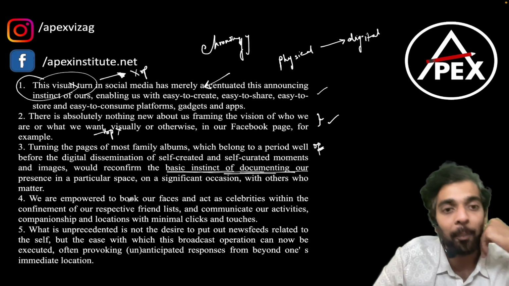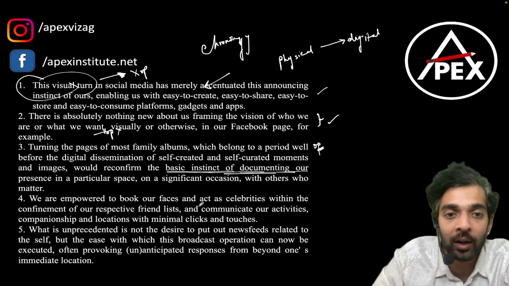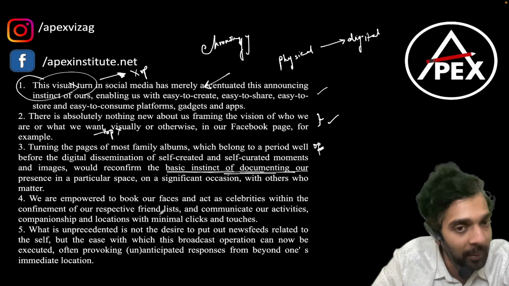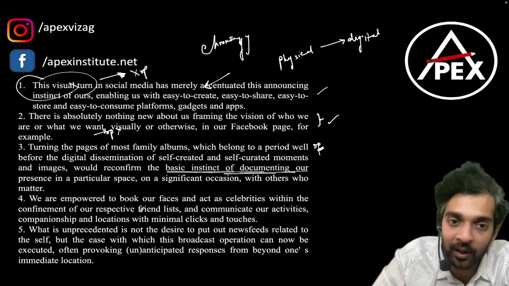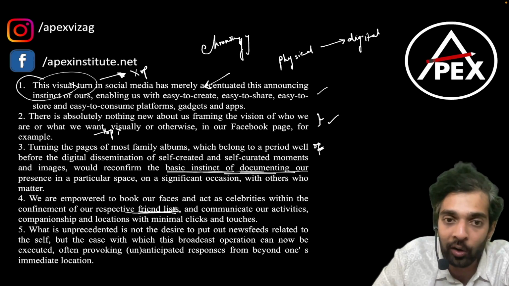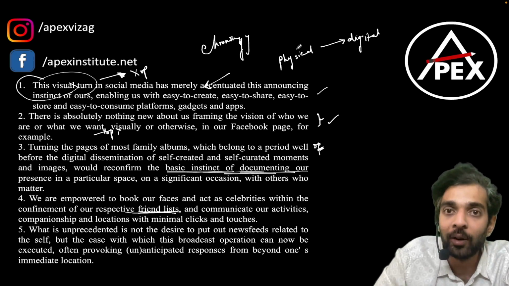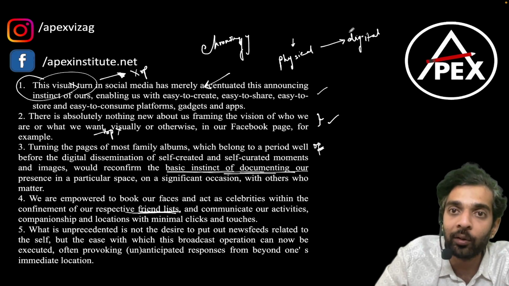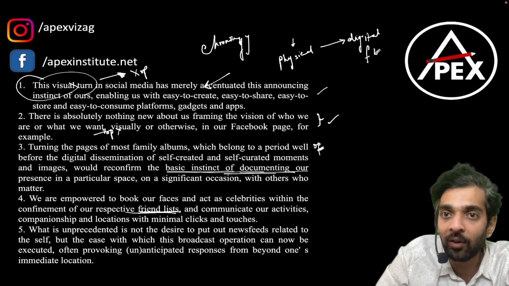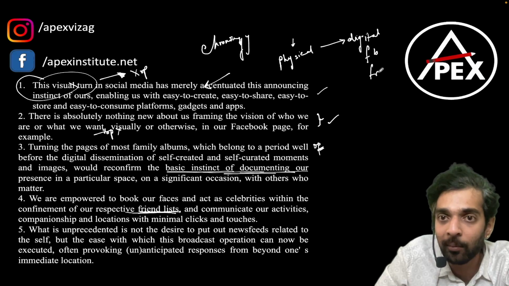Next, we are empowered to book our faces and act as celebrities within the confinement of our respective friends list. Again, the moment here he gives friends list, I know this is not going to be our first statement, because we are starting with something physical, moving to something digital. In digital, we are giving the example of FB, then comes friends list.